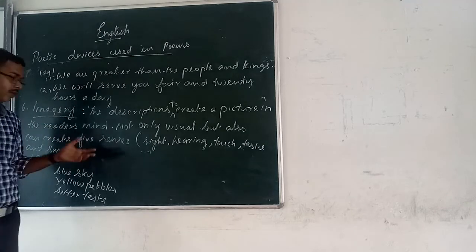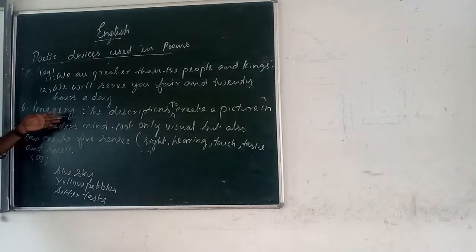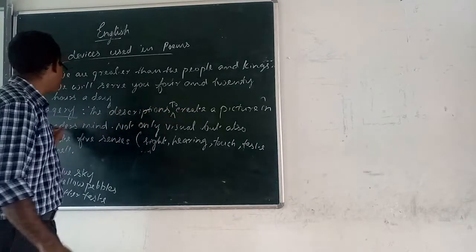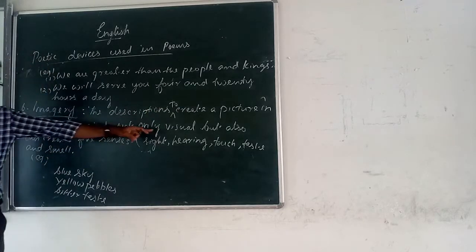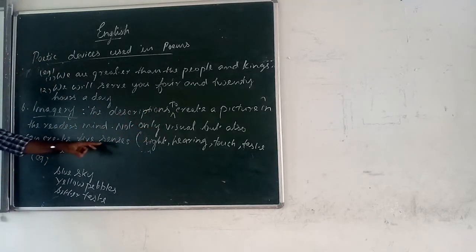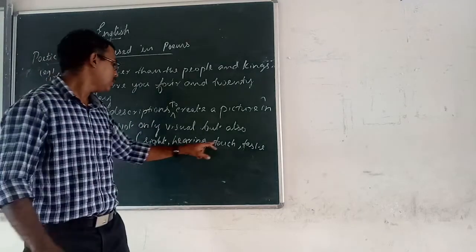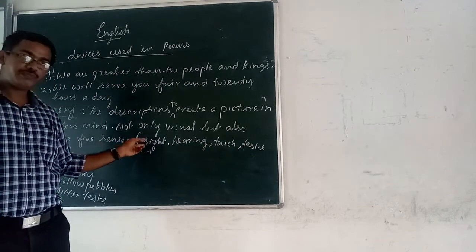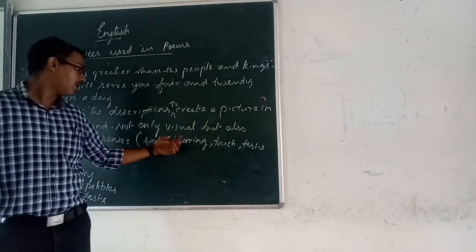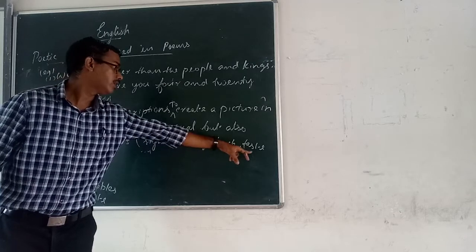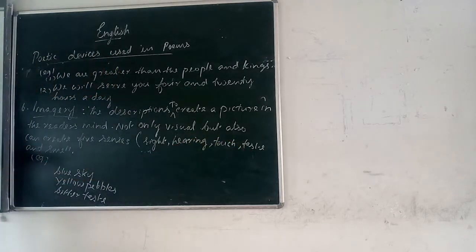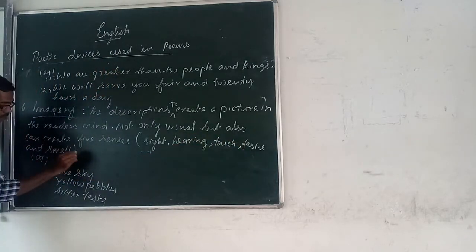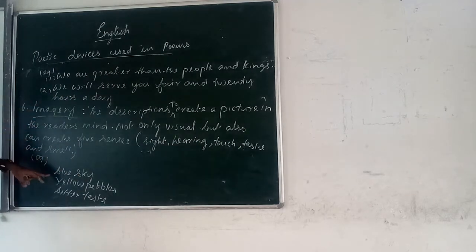First, we are seeing this once again. Imagery means it is a description to create a picture in the reader's mind. Not only visual, but it can also create the five senses: sight, hearing, touch, taste and smell. These are the examples. Once again, blue sky, yellow pebbles and bitter taste.